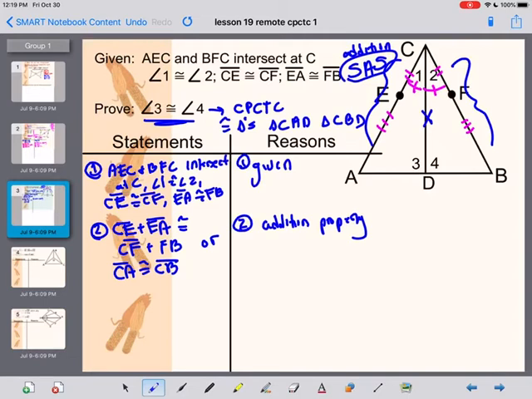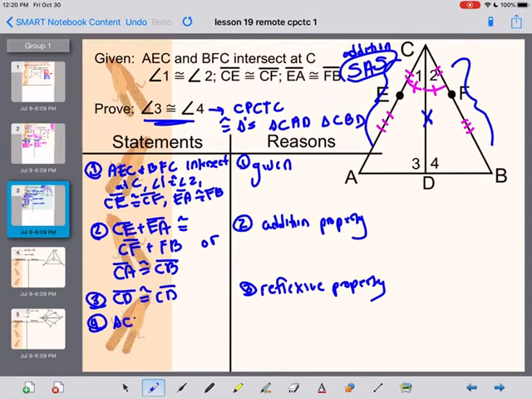The angles were given to us. Now I have to mention my second side, which we already said was reflexive. CD is congruent to CD, reflexive property. Okay, I got all my pieces for my triangles. I can say my triangles are congruent. Triangle CAD is congruent to triangle CBD. And we already said it was SAS. And then finally, angle 3 is congruent to angle 4. And the reason why?